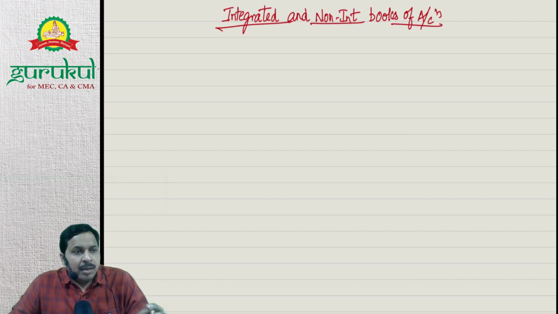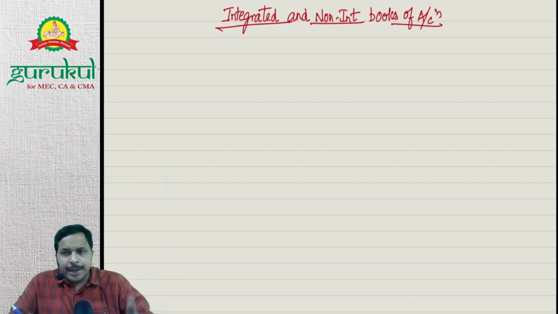If financial books and cost books are combined and we are maintaining a single set of accounts, then we call it integrated books of accounts. Whereas if financial books and cost books are being maintained separately, then we call it non-integrated books of accounts. So integrated means combined, non-integrated means not combined. That is the meaning of integrated and non-integrated.